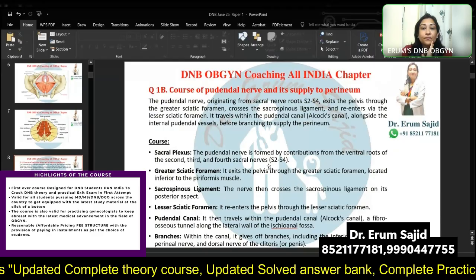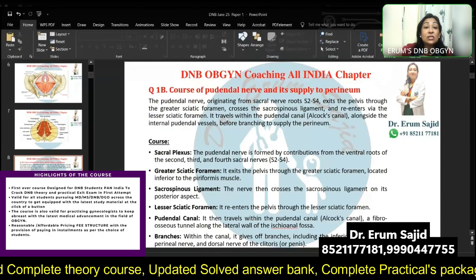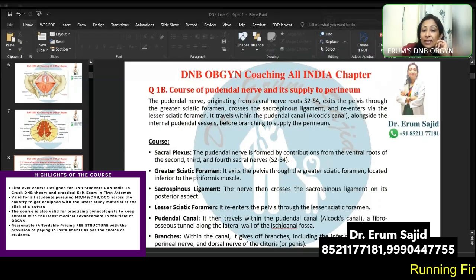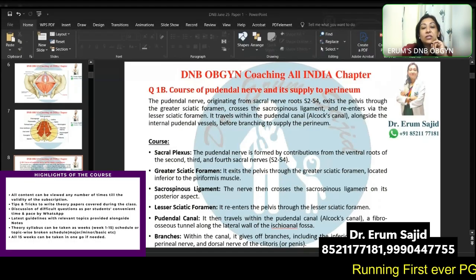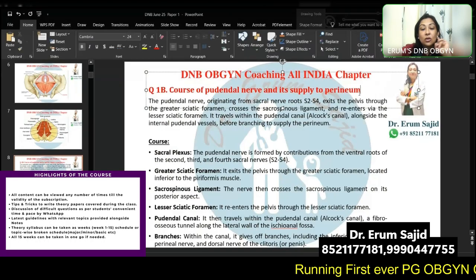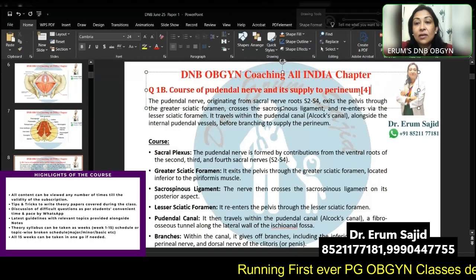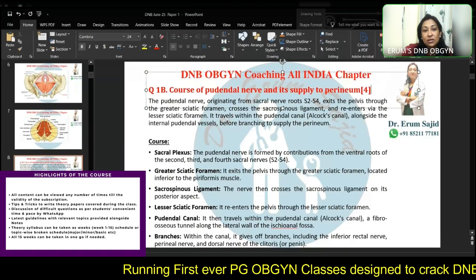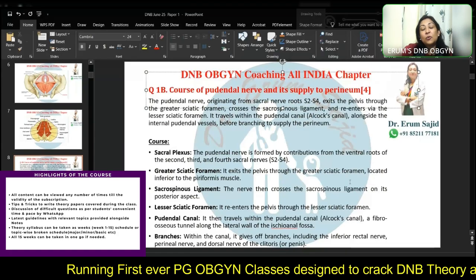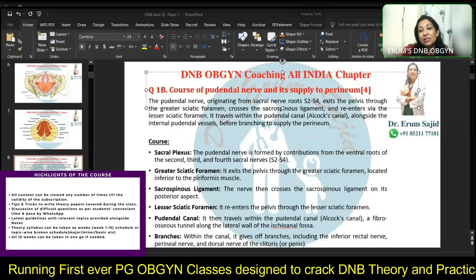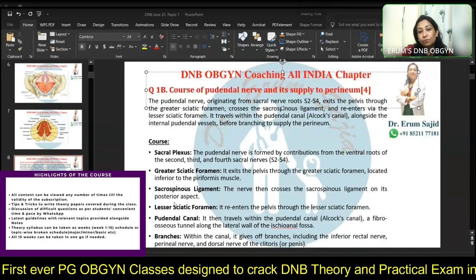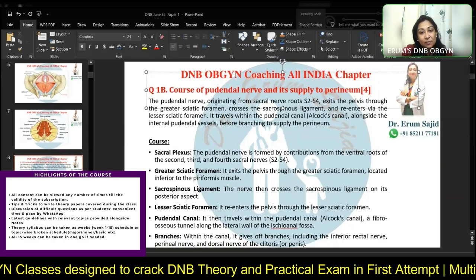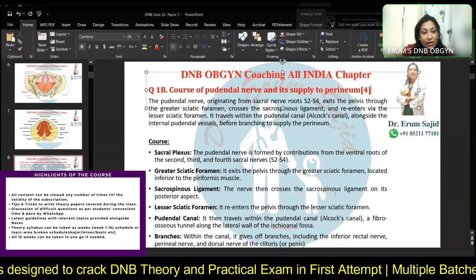Clear so far, everyone? Now, the second question was just 2 marks, so just enumerating will do. Next was the course of the pudendal nerve and its branches. It's a 4 marks question, the course as well as the supply. This pudendal nerve, guys, can be asked in various forms. This time it was asked as the course as well as supply. They can ask you the clinical importance as well later on.